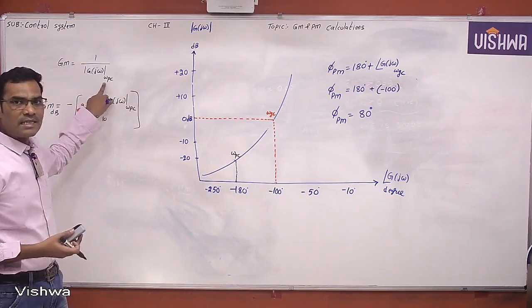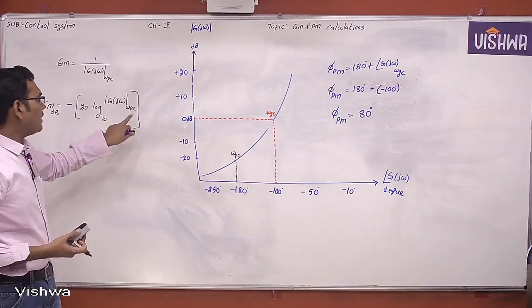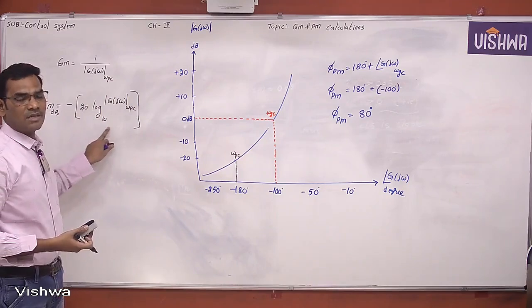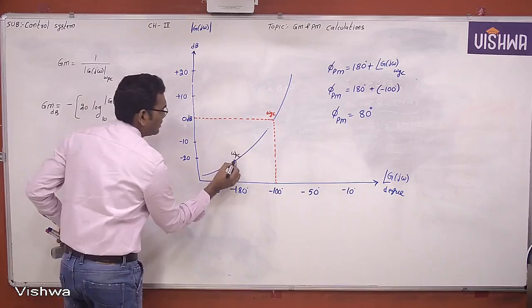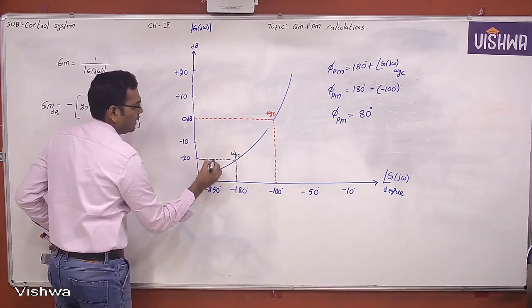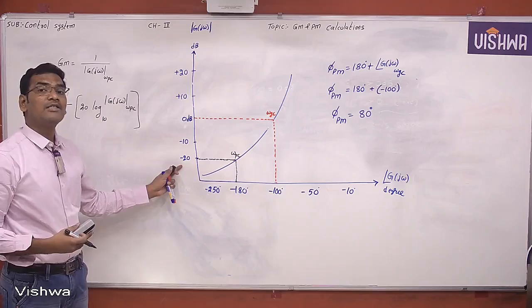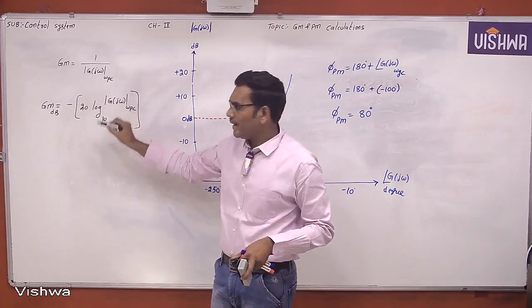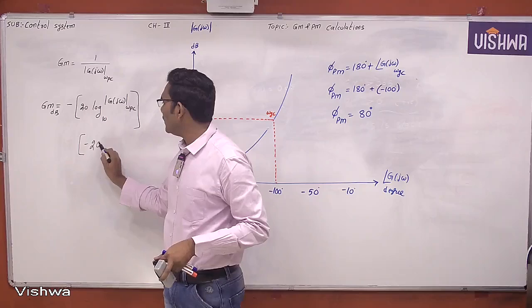I don't want the phase crossover frequency itself. At the phase crossover frequency, I want the magnitude in terms of dB. The options are already given in terms of dBs. Therefore, at the phase crossover frequency, what is the magnitude? At the phase crossover frequency, the magnitude is minus 20 dB. This is the open loop transfer function magnitude in terms of dB.